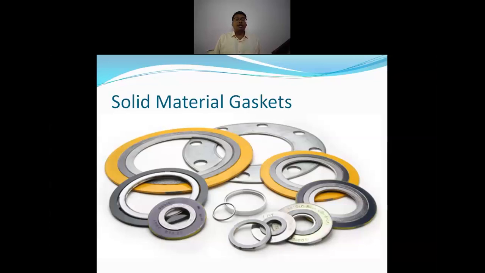Now these are the solid material gaskets. You can see the different types here. This is the plain solid material gasket. Now these are the corrugated or spiral wound gaskets. These are the ring gaskets. So you can have variety in this category of solid material gaskets. How you are going to classify, again that varies. But when you talk about solid material gaskets, most of the things come into this category.